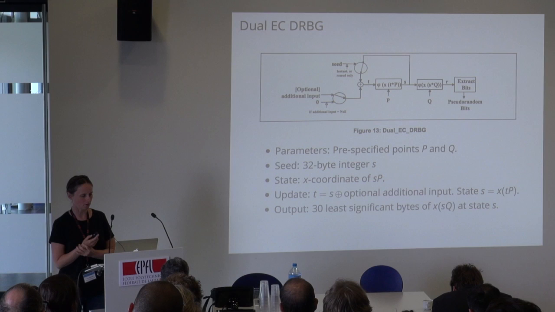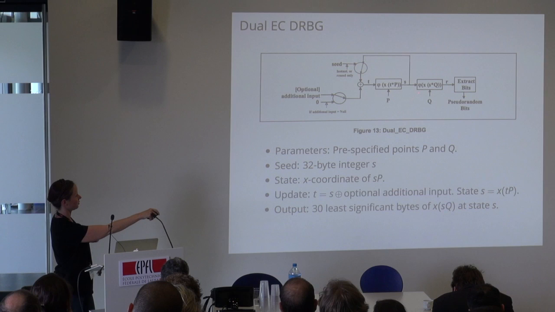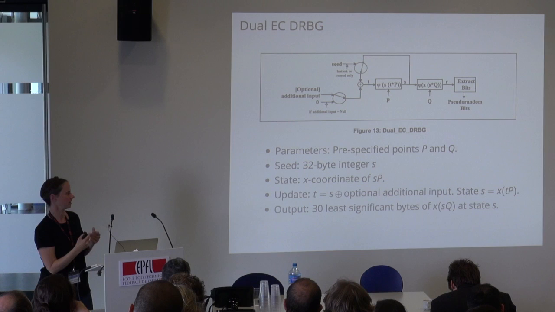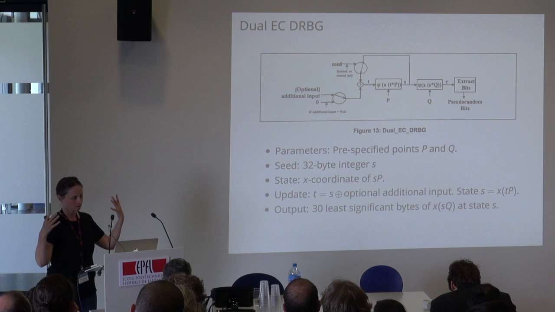It's supposed to be based off of the hardness of computing discrete logs for elliptic curves. And it's dual EC because it's got two elliptic curve points for some reason. So it's got some parameters, which are these pre-specified points P and Q that are just fixed and hard-coded for a given implementation. And actually, the standard that was published by NIST contains fixed suggested parameters.